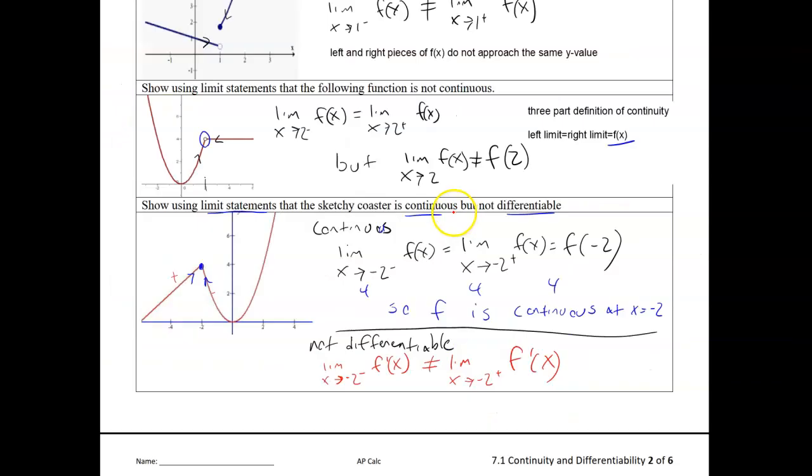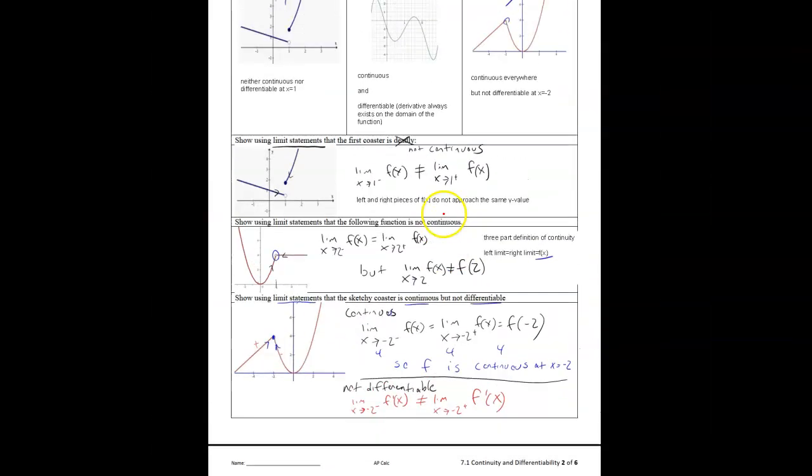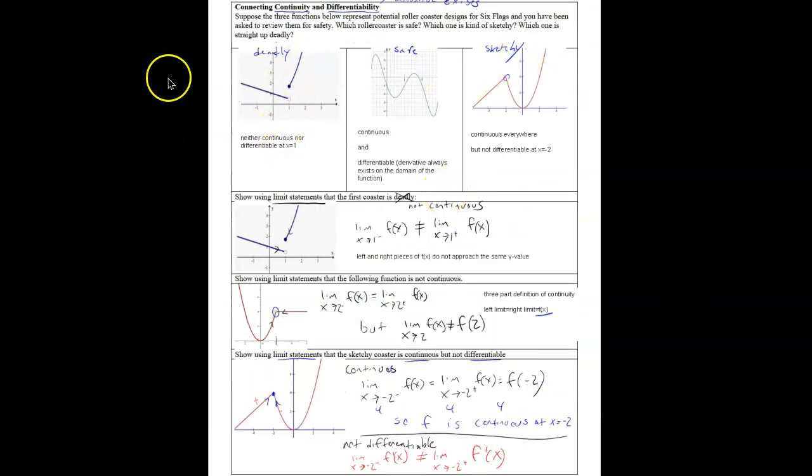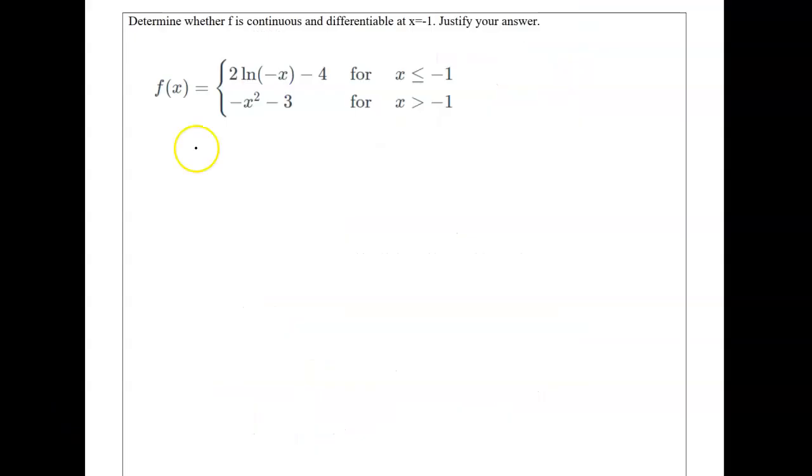Okay, so this is the intuition behind what we're doing. Other than the mathematical notation, the ideas are simple, and the ideas, again, are about avoiding sketchy roller coasters. All right, so here we're going to tackle this idea algebraically: determine whether f is continuous and differentiable at x equals -1. And notice that's the point where our two pieces meet up. And then we're asked to justify our answer, as we often are in AP Calculus.